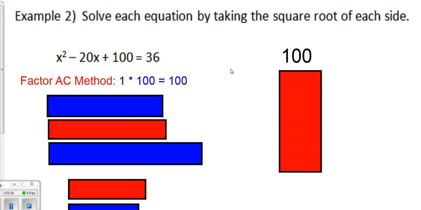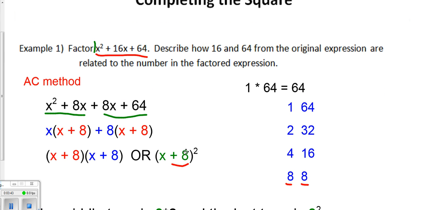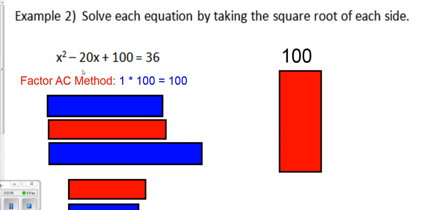Solve each equation by taking the square root of each side. Notice how, after we factored it, we got it into x plus 8 squared. So we can take the square root of that now that it's a squared expression. Just like in our last one, the first thing we need to do here is factor it. Now, we don't need to factor 36, we just need to factor this expression, x squared minus 20x plus 100.